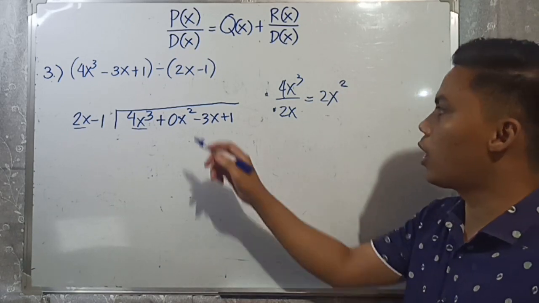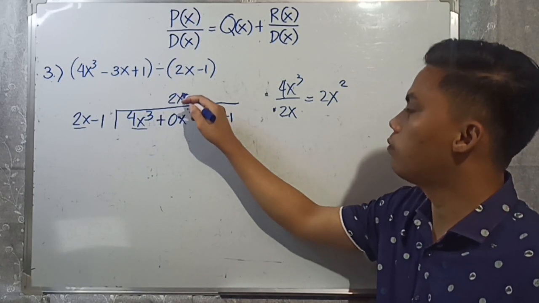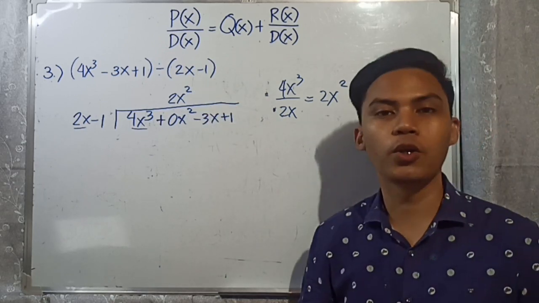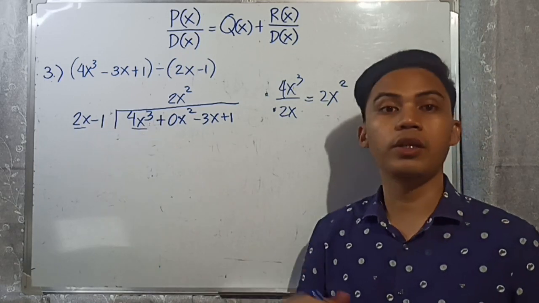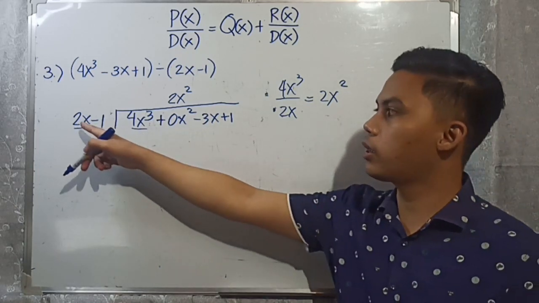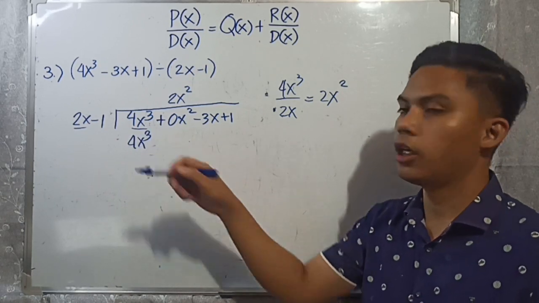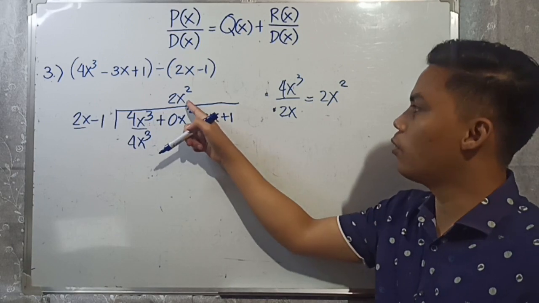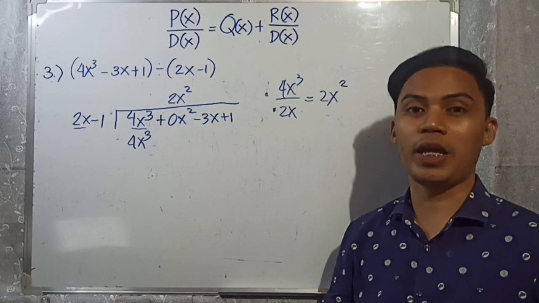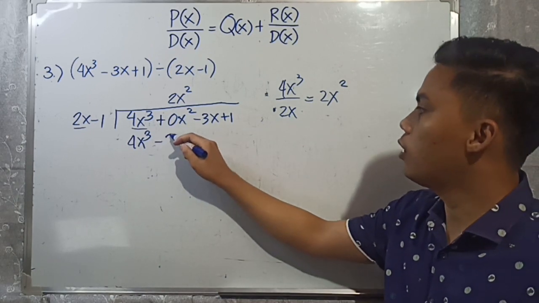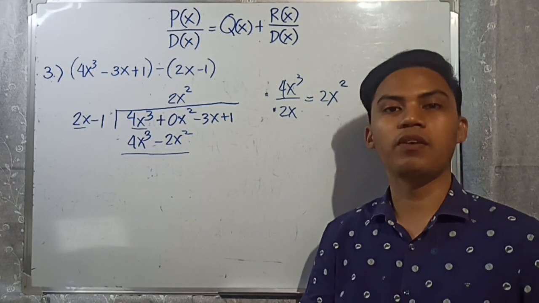So, yung 2x squared, ilalagay natin sa next term. Okay? So, we have 2x squared. After dividing, we're going to multiply the quotient by the terms in our divisor. So, 2x squared times 2x, that is equal to 4x cubed. Okay? Next, 2x squared times negative 1, that is equal to negative 2x squared. After multiplying, magsasubtract na naman tayo.